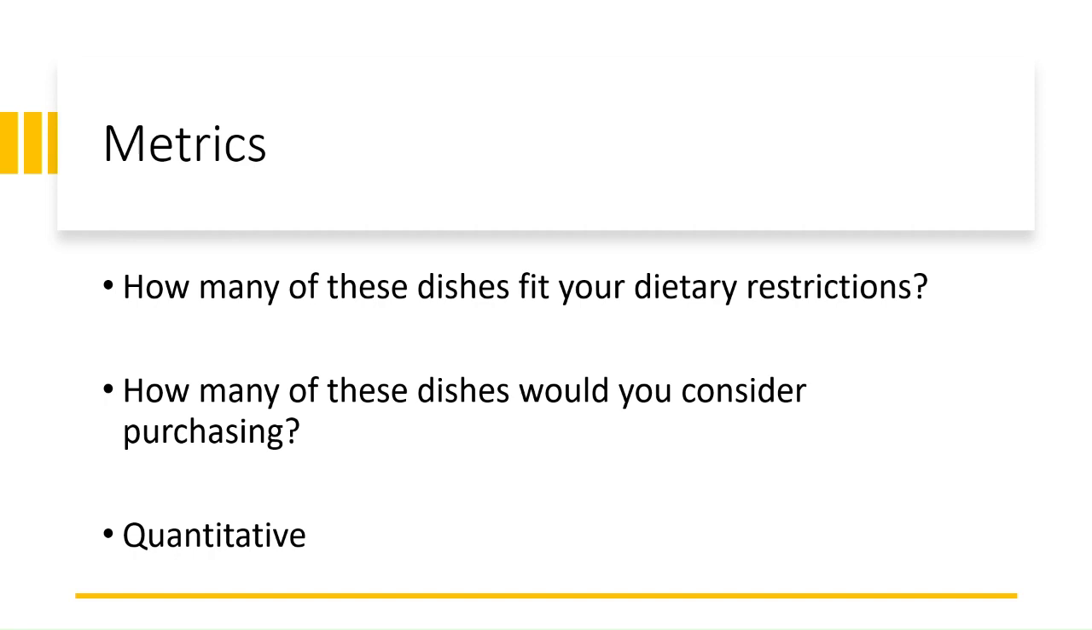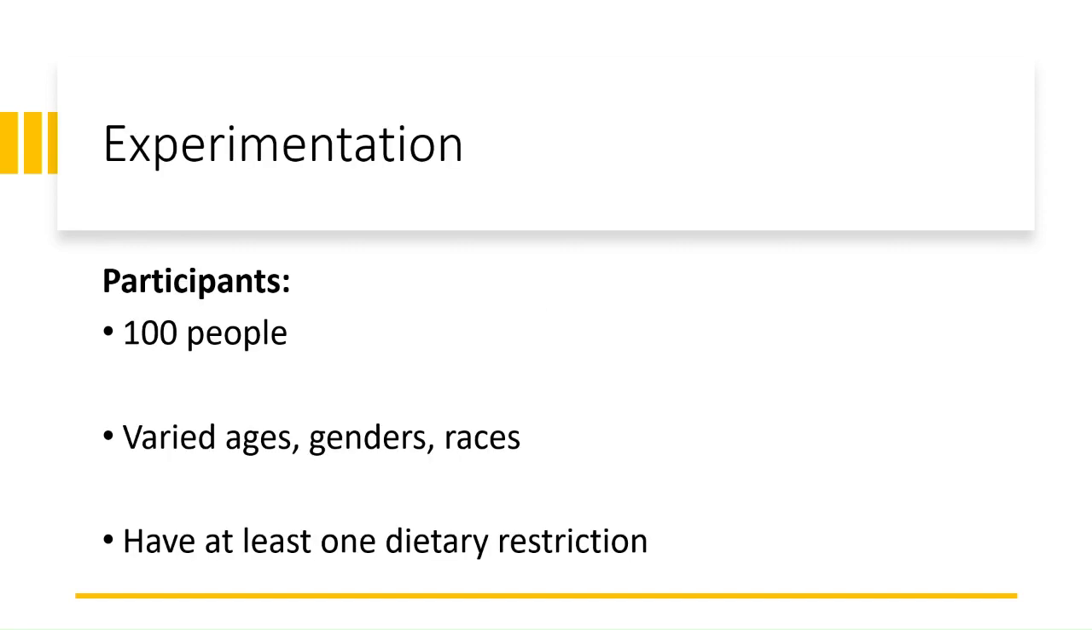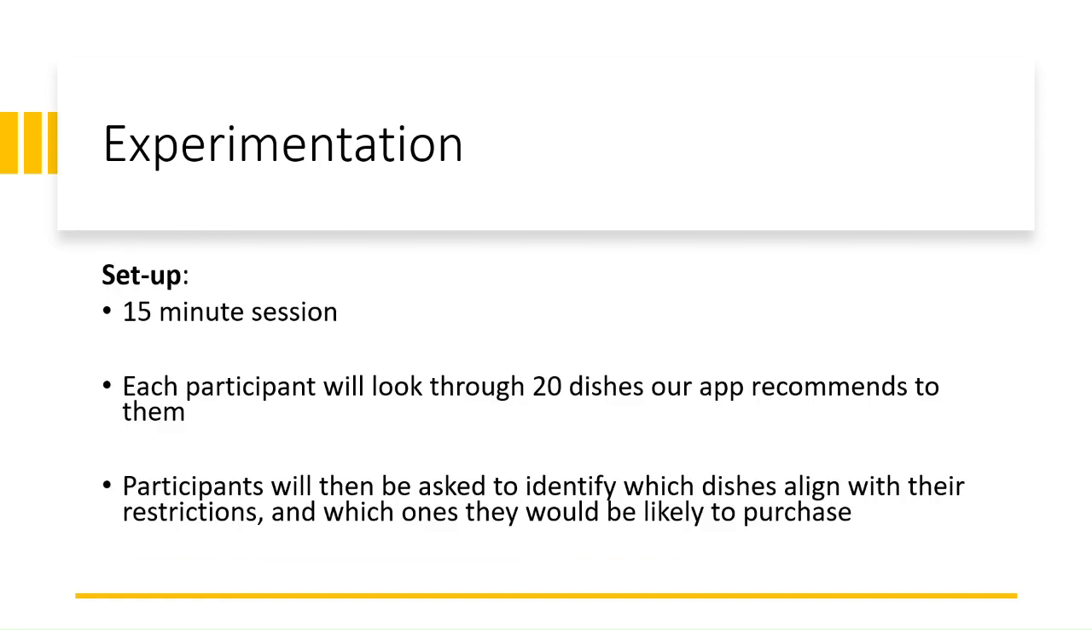We'll be measuring this test quantitatively by asking how many of these dishes fit your dietary restrictions and how many of these dishes would you consider purchasing. And for our experiment, we will have 100 people, varied ages, genders, races, just to get a full board of people, and they have to have at least one dietary restriction. It'll be a 15-minute session.